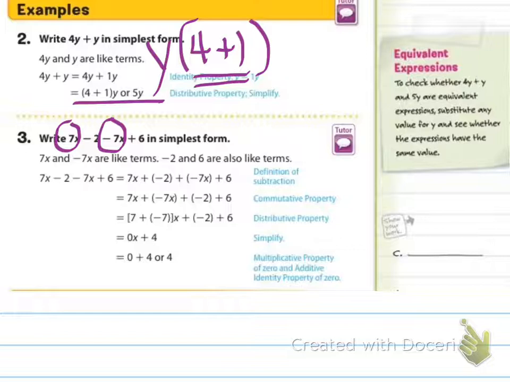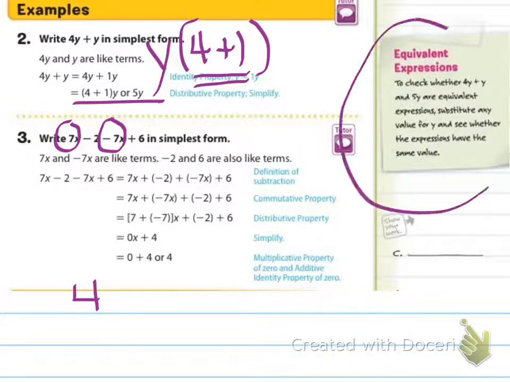Alright, and so ultimately we end up with just 4 because we simplified it all the way down that we got rid of the 7x's. That's not always going to happen, but don't be afraid when it does. It's okay if the variable completely disappears if that's what the expression makes us do.